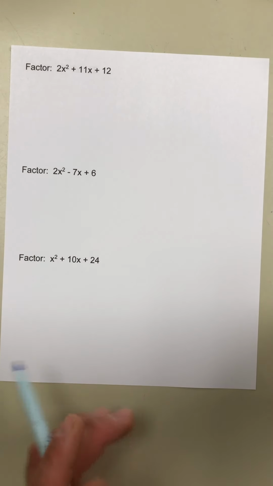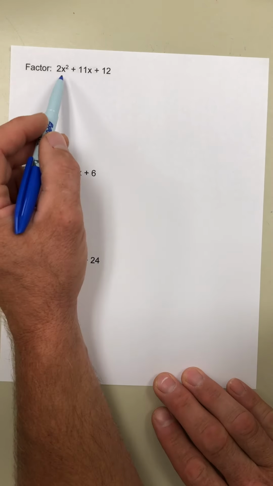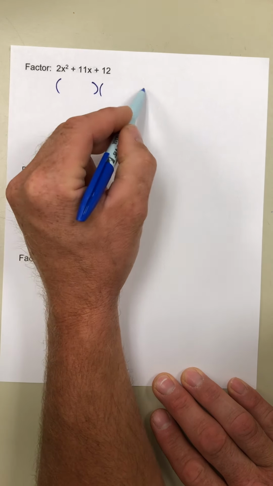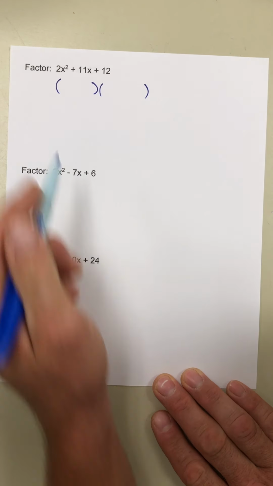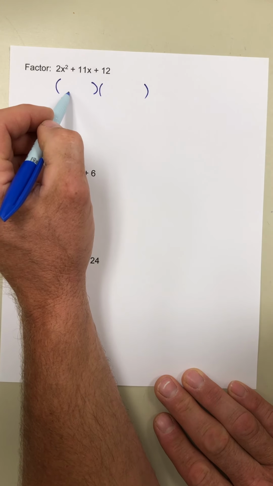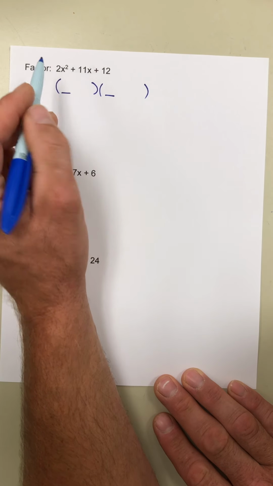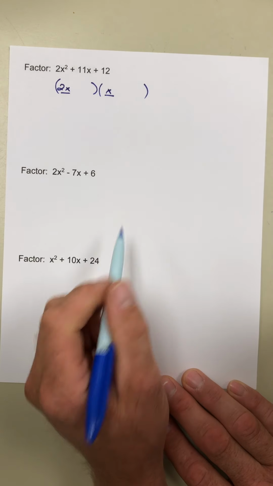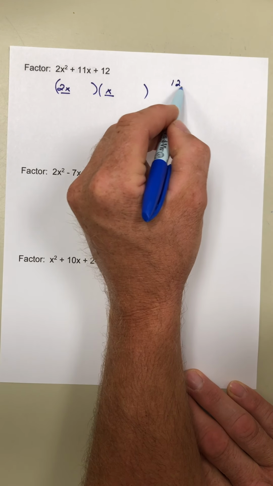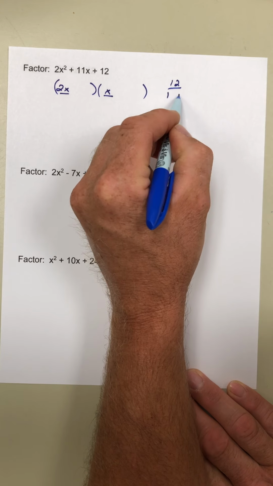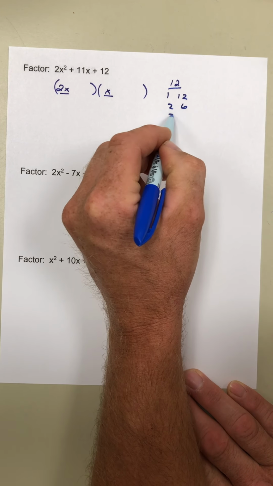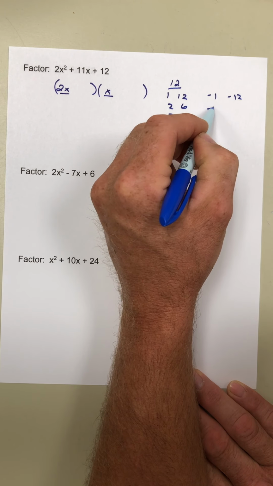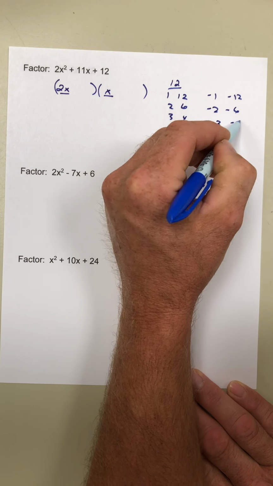I've got quite a few more here. You can see as many as we want, but on this next example, notice we have a 2 out there in the front. That makes this a little more complicated. Again, we multiply these first two terms to give us 2x squared. The only way we can break up 2x squared is 2x and x. My 12, I can break up as 1 and 12, 2 and 6, 3 and 4. I can also do my negatives: negative 1 and negative 12, negative 2 and negative 6, negative 3 and negative 4.